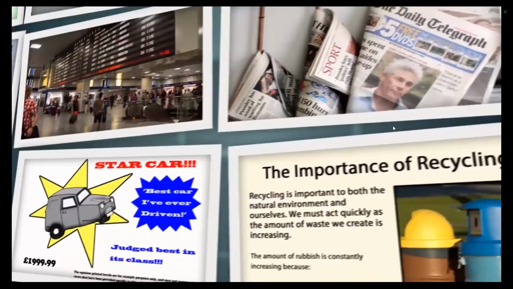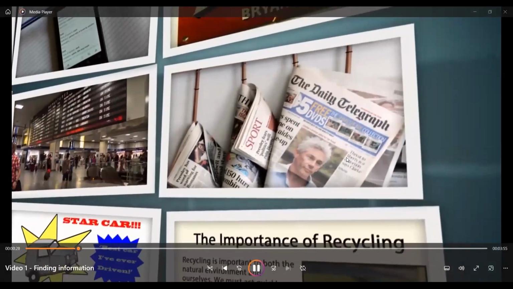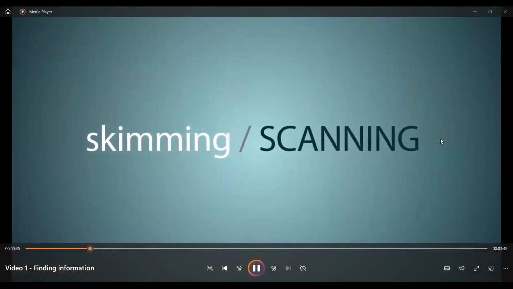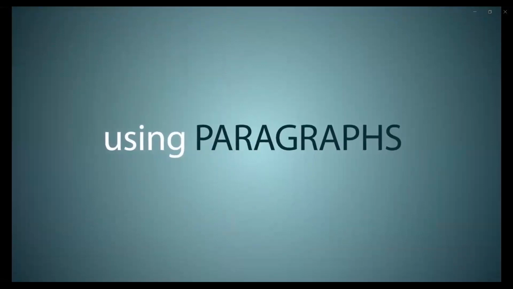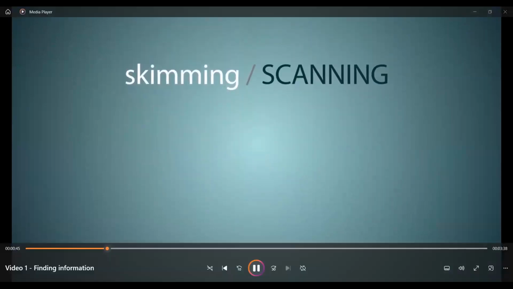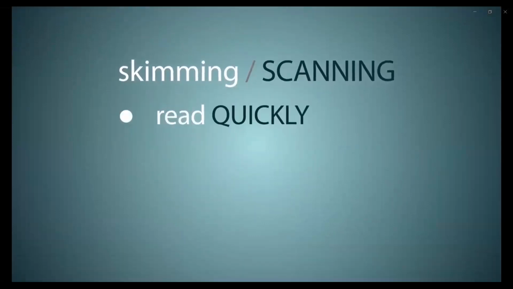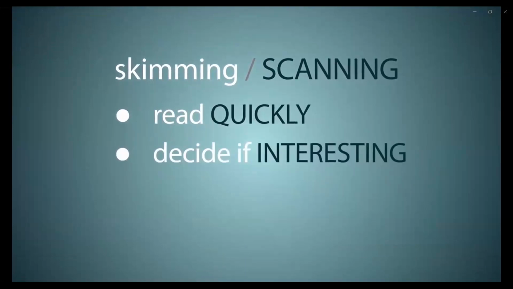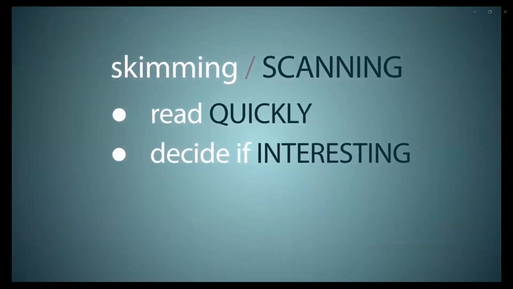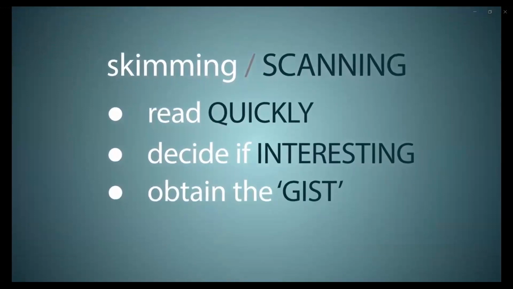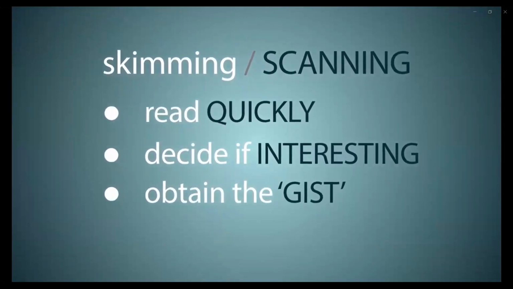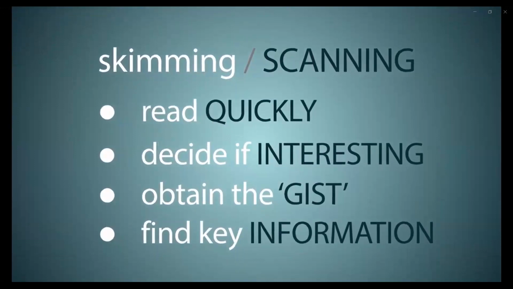There are a few things to think about and strategies that we can use when finding information. Skimming and scanning reading techniques, using paragraphs and finding topic sentences to help, reading for detail, being able to concentrate and read carefully. Let's start with skimming and scanning. Skimming and scanning are fast reading techniques that can help you to read quickly, decide if the text is interesting and whether you should read it in more detail, obtain the gist of a piece of text, i.e., quickly identify its main ideas, find a key piece of information.